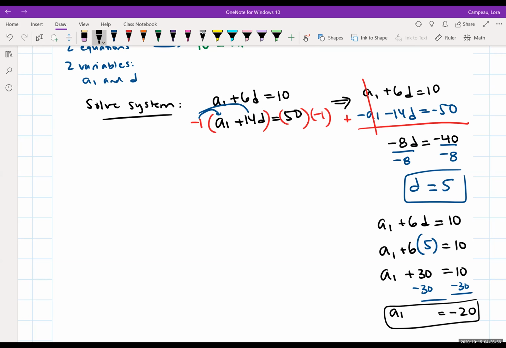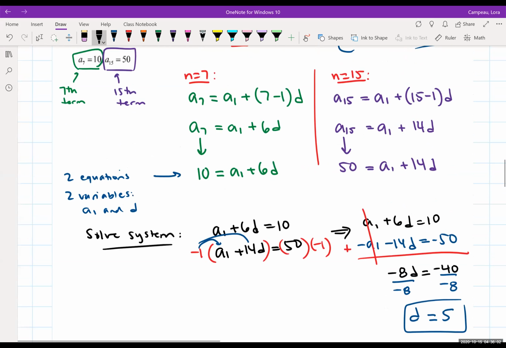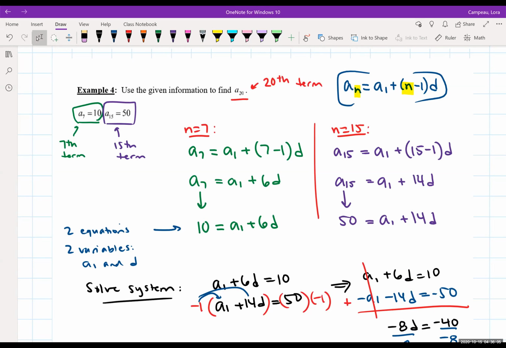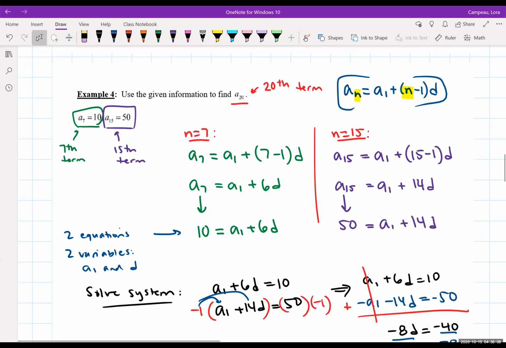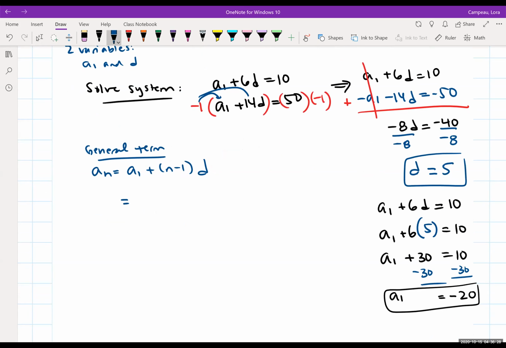Now, if they're only asking for what is a sub 1 and what is d, we are good to go. But keep in mind, they wanted us to find the 20th term based on these two terms, a sub 7 and a sub 15. So what you can then do is go back to the general term, a sub n equals a sub 1 plus n minus 1 times d. Now plug in our known values. So a sub n equals negative 20 plus n minus 1, and d is 5.